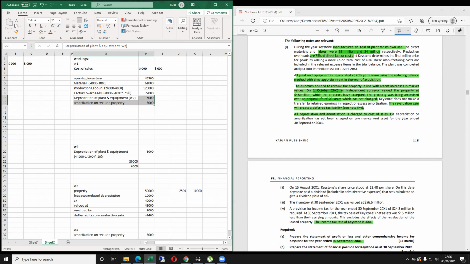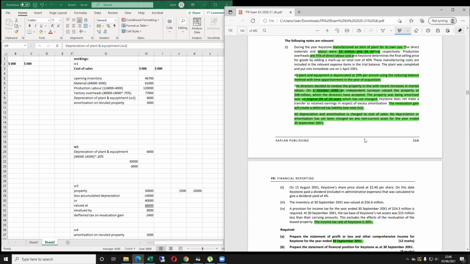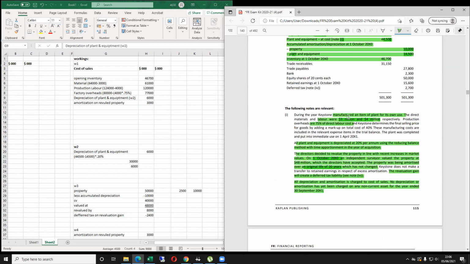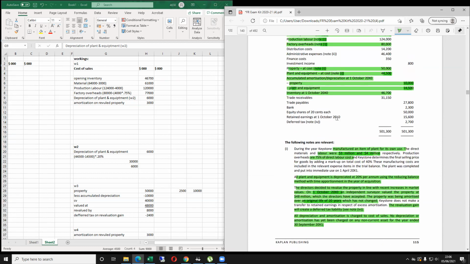No depreciation or amortization has yet been charged on non-current assets for the year, so we have to do it. Any non-current asset means the self-constructed one, the one we are making. The self-construction will be depreciated.